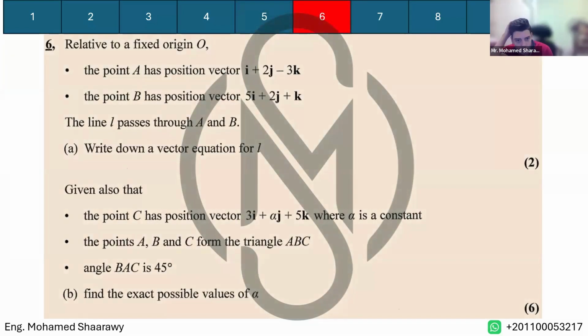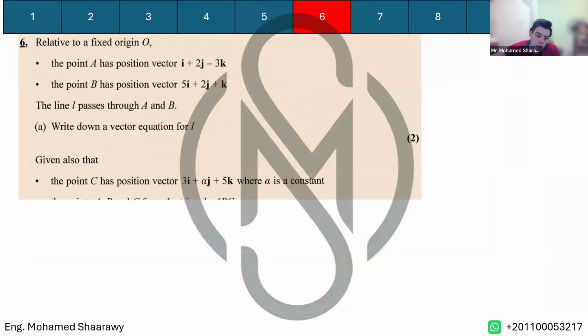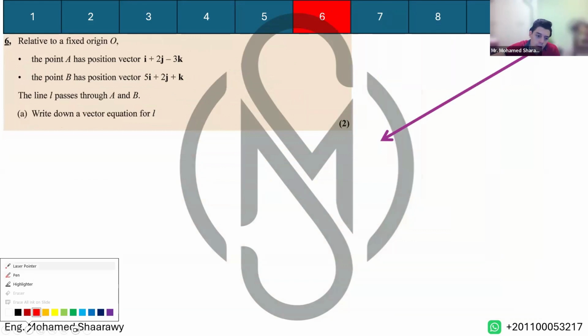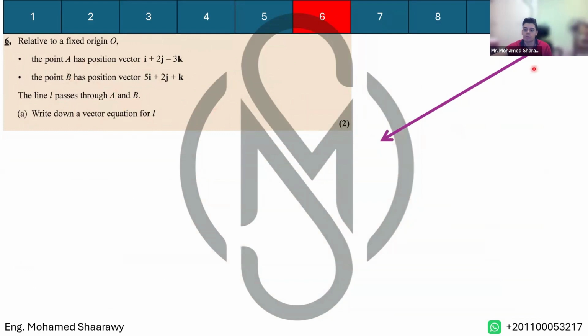Okay, let's move to question 6. It says write down a vector equation for the line. Okay, what's given about this line? It passes through A and B, and A and B are also given. So this is the line. Imagine this is the line, and this is point A.